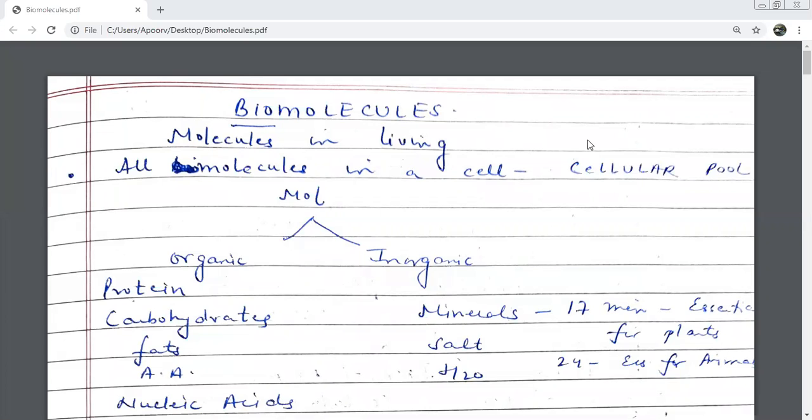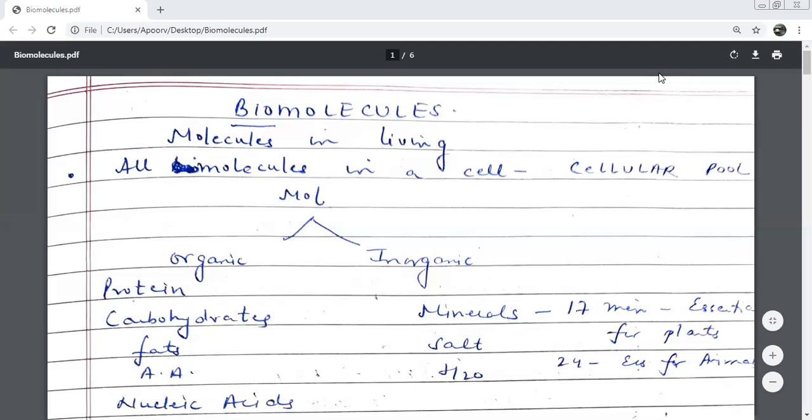When you see this word biomolecules, what is the first thing which comes to your mind? What does it actually mean? Break this word into bio and molecules. Bio means what, beta? Living, as in biodiversity. Yes, bio means living. Everywhere we use the word bio, it means living. So biomolecules are molecules which are found in living organisms. Understood the word biomolecules?